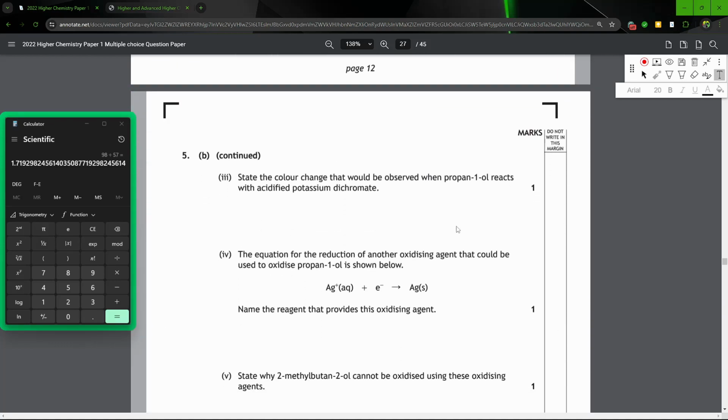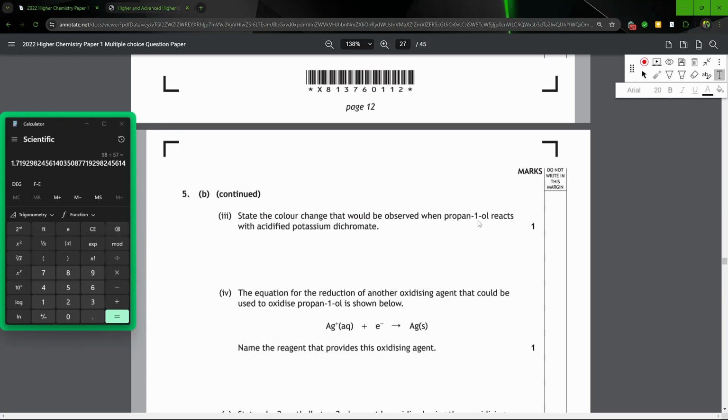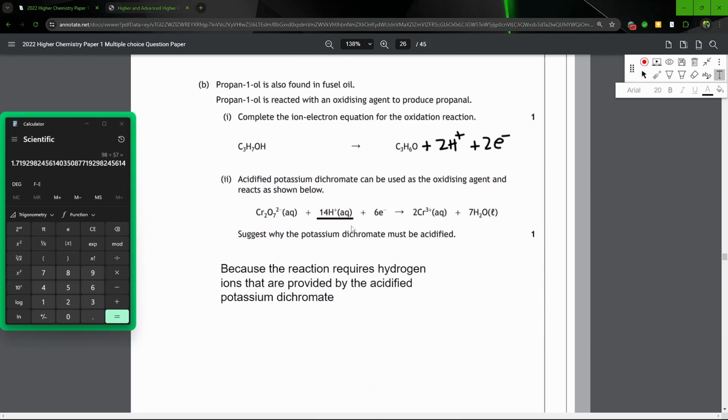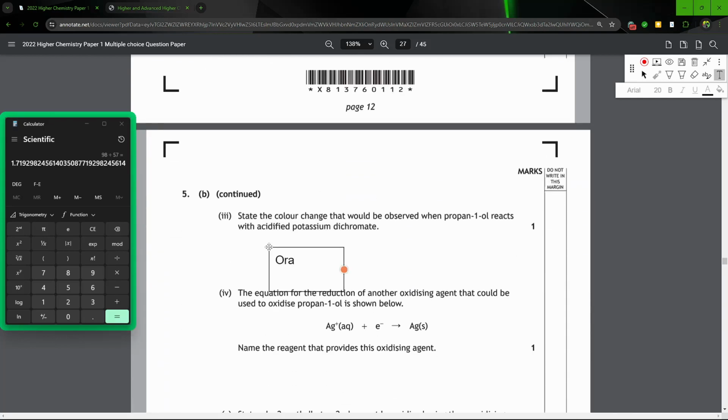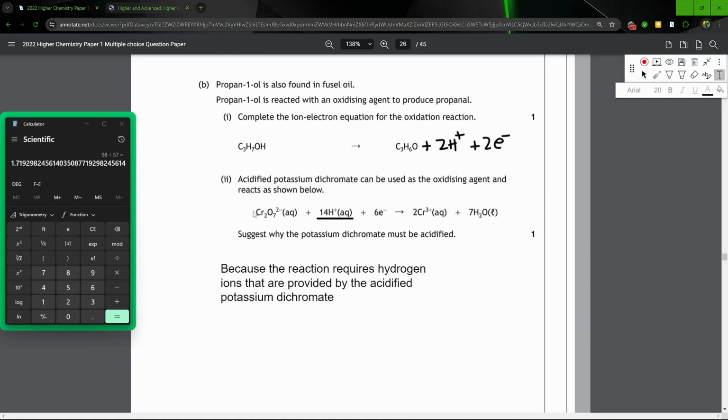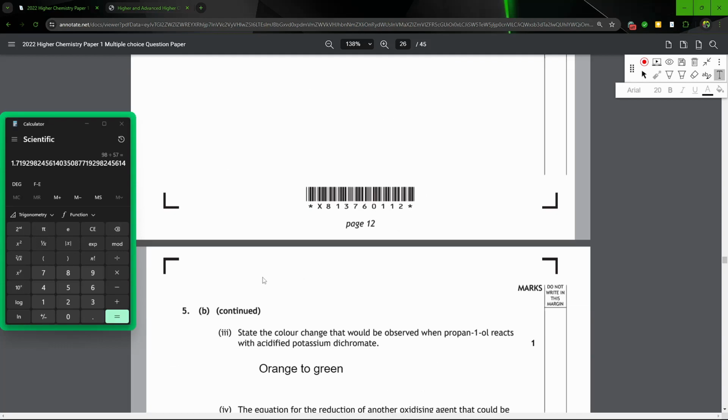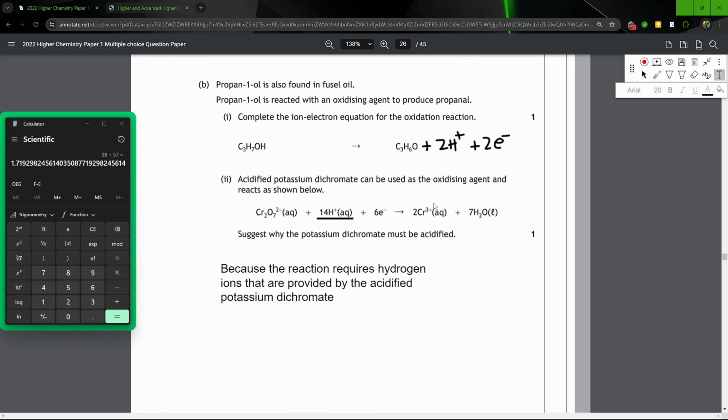State the color change that we observe when propan-1-ol reacts with acidified potassium dichromate. So remember, when you convert your dichromate into chromium, you're going to go from orange to green. It should be in a data booklet somewhere, but I can't be bothered to look it up, so just remember it.